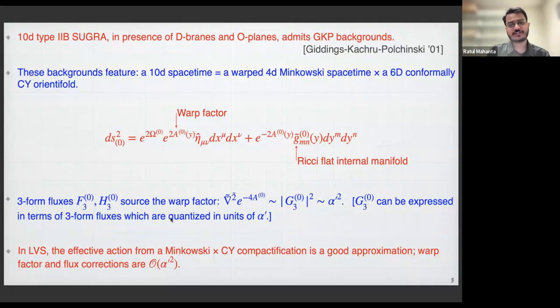The three-form fluxes source this warp factor through a Poisson equation. Since the three-form fluxes are quantized in units of alpha prime, the warp factor goes as alpha prime squared. In the large volume limit, the effective action from a direct product compactification, which is Minkowski times Calabi-Yau, is a good approximation, and therefore the warp factor and flux corrections are order alpha prime squared.